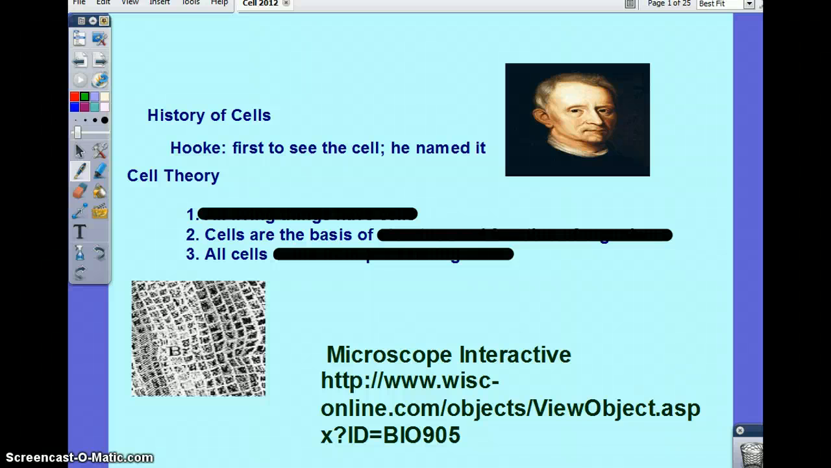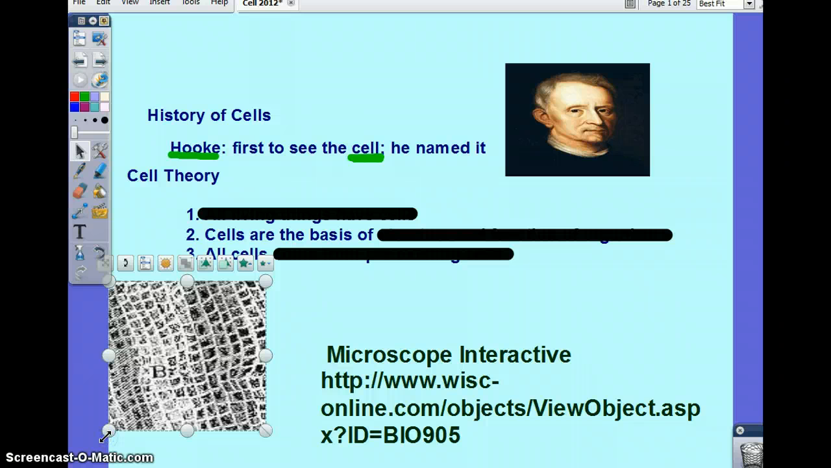So, history of cells. The first person to see a cell was a scientist named Hooke. And he named it cell. Anybody know why? Because they look like little rooms. Correct. There's a picture. They actually look like rooms, like prison cells, is what he thought of. What kind of cell do you think he was looking at?